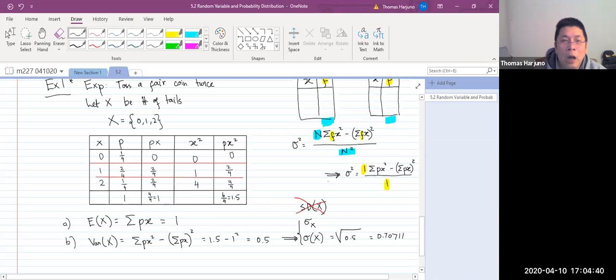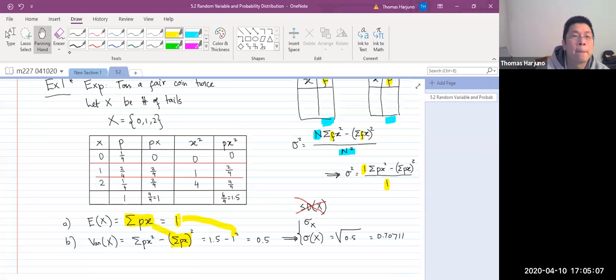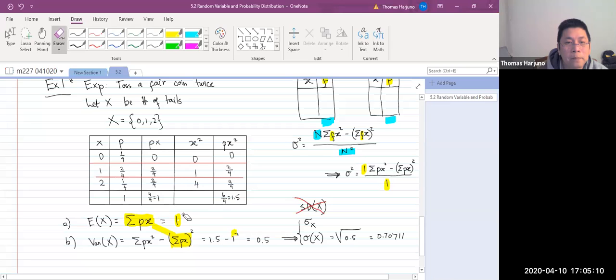For B, how did I know that the sum of px being squared is 1? Oh, because of this. What we have here is actually this thing, right? That's the same. Okay, yeah, that's why I get 1 being squared. You see what I mean? Now that's for example 1.